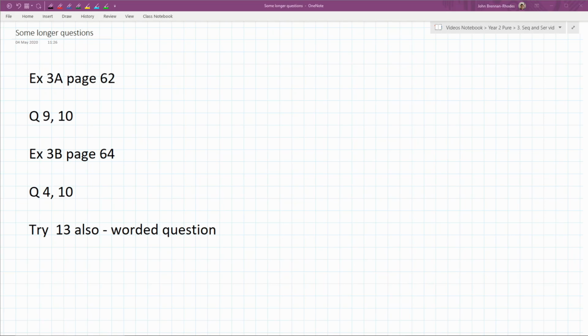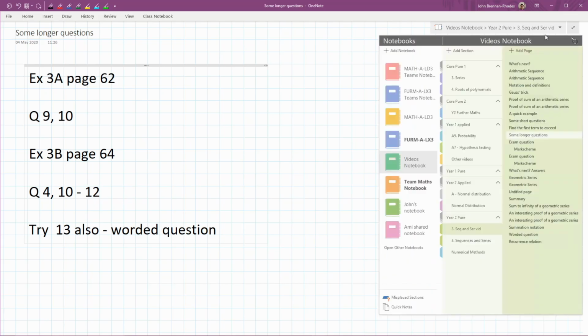Okay, and I'm going to say that you should try these questions. They're slightly longer questions. Try another couple of ones from there, but actually I mean 10 to 12 there. So try 9 and 10 from exercise 3A, and then 4 and 10 to 12. Question 13 is a worded question, and that would be a really good question to try out, although we're going to focus on some more worded questions later.